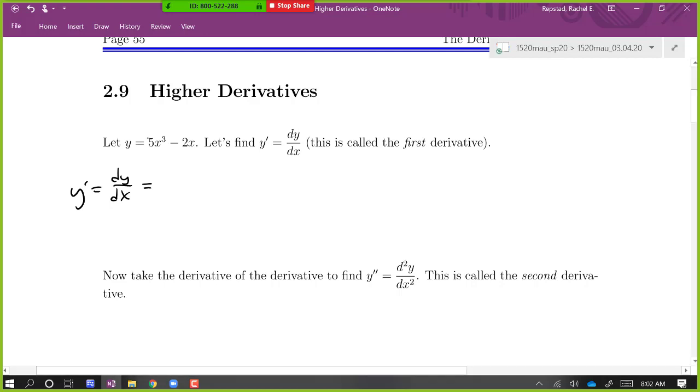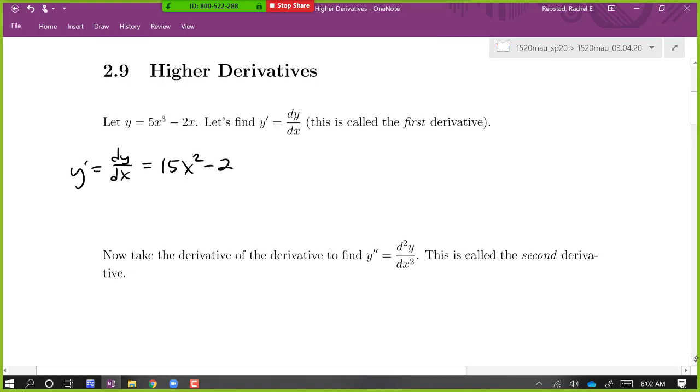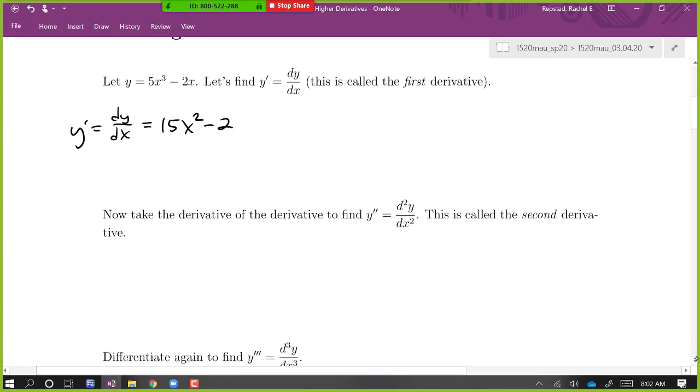Applying the power rule here gives us 15x squared minus 2. That's the derivative of y. We also call it the first derivative. And of course, that name suggests that there might be other derivatives, and there are. So this function that we have for y prime is a function in its own right. This 15x squared minus 2, that's a function of x. We could take its derivative. So when you take the derivative of the derivative, we call that the second derivative.